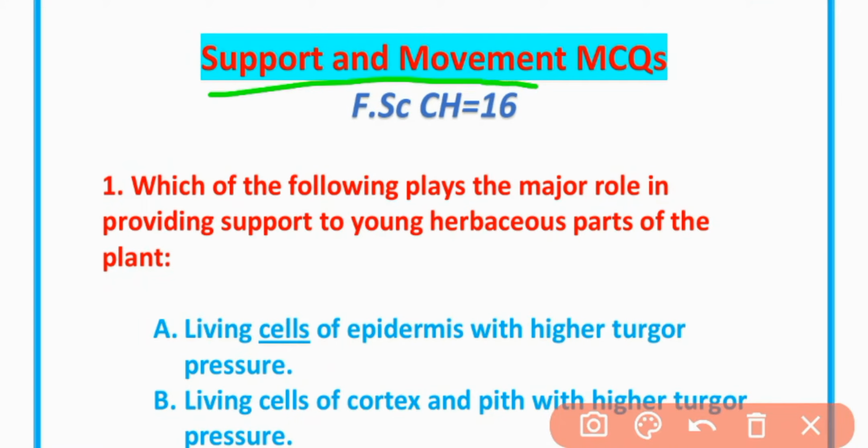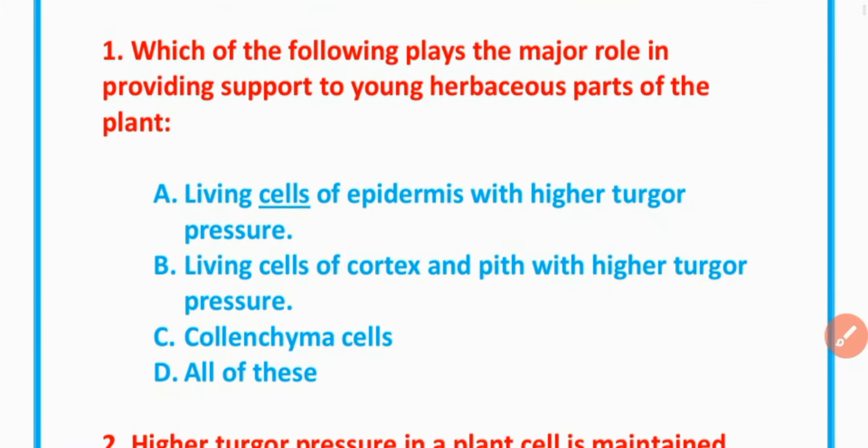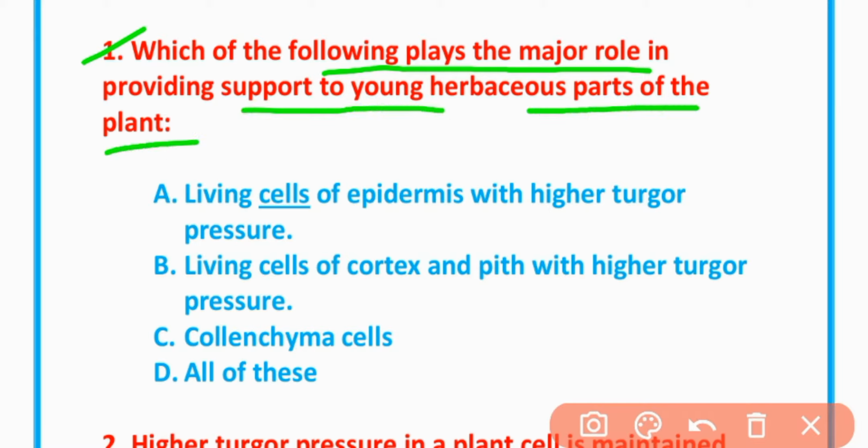Sport and Movement, chapter number 16. MCQs number 1. Which of the following play major role in providing support to young herbaceous part of the plants? Option D is correct. A, B and C: living cells of epidermis with higher turgor pressure, living cells of cortex, pith with higher turgor, and collenchyma cells. Option D is correct.